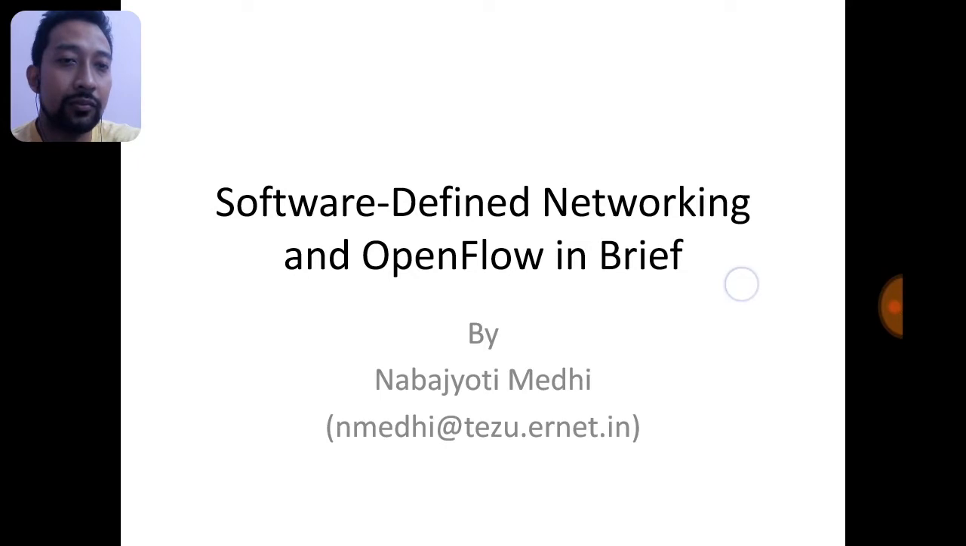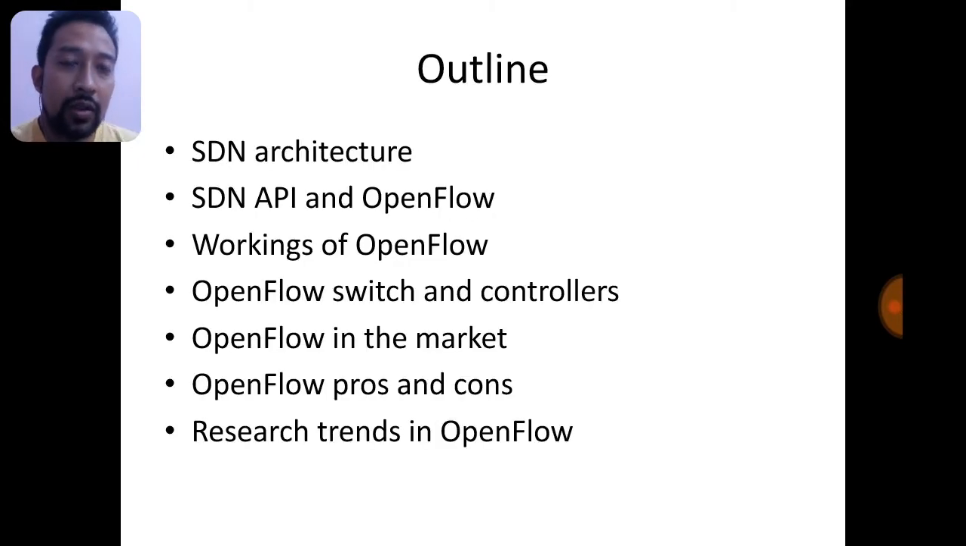So here is the outline of this lecture. First we discuss a brief overview of the SDN architecture, then we go through the SDN API and one of the most popular SDN APIs, that is OpenFlow. We discuss the working of OpenFlow switches and controllers, how OpenFlow is developed on a commercial scale, OpenFlow advantages, disadvantages, and some of the research trends in OpenFlow.